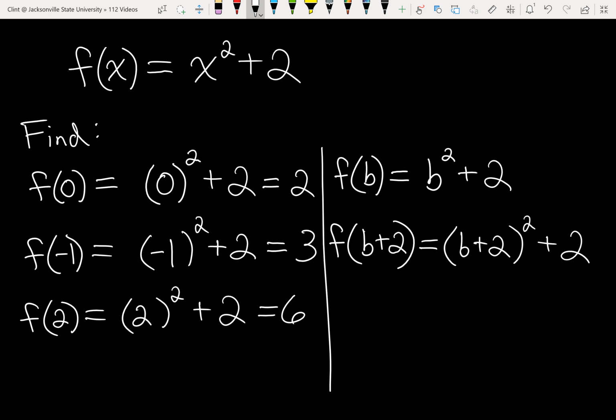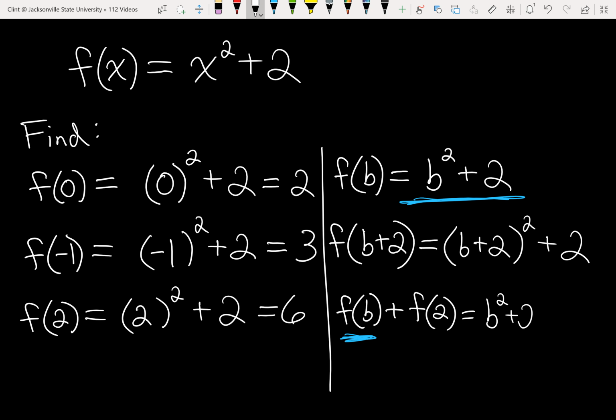Okay, and then one other thing that can be confusing sometimes is sometimes it'll give you 2, so it'll say like, what's f of b plus f of 2? We've already found both of these individually, so f of b, what is that? That's b squared plus 2. So we could just write down f of b we know is b squared plus 2. That's f of b.